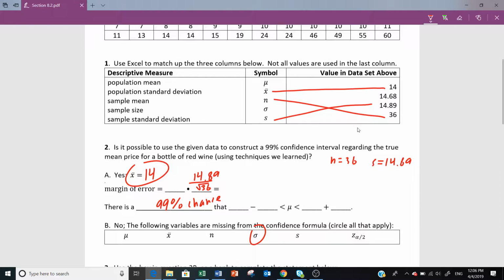2.72 times 14.89 divided by the square root of 36. Yeah, that's right.